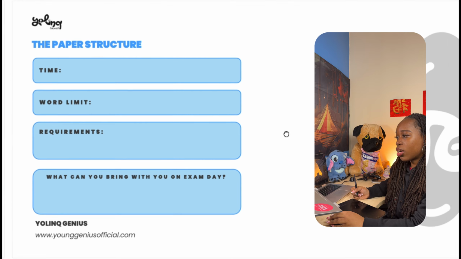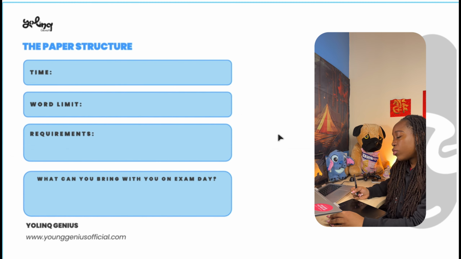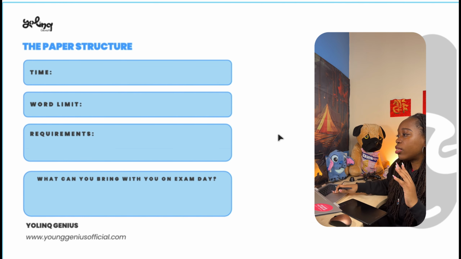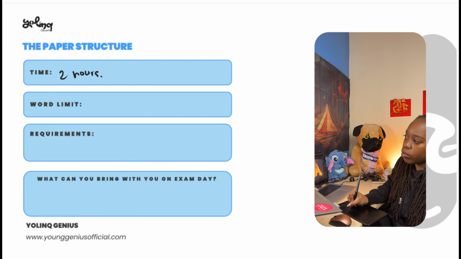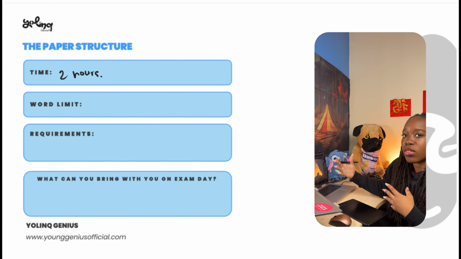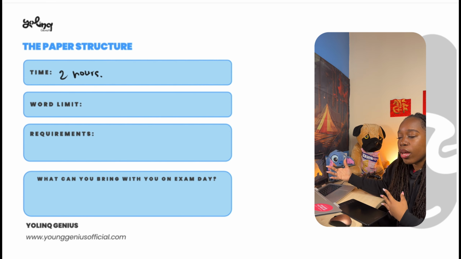And that leads me to talking about the paper structure in terms of time, word limit, the requirements, what you're allowed to carry into the exam room, what you're not allowed to carry, right? So in terms of time, the complete paper is 2 hours, which means you have 2 hours to do both section A and section B, right? You're going to get 8 questions in total, but you're only required to do 2 questions.